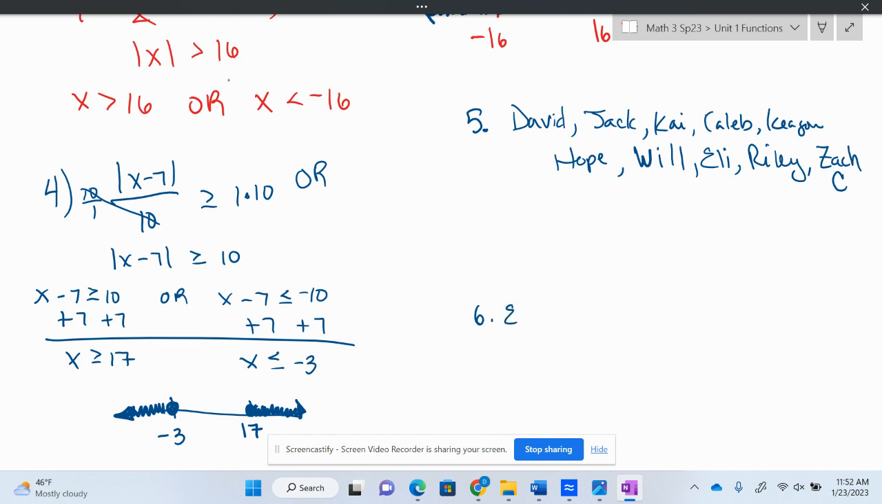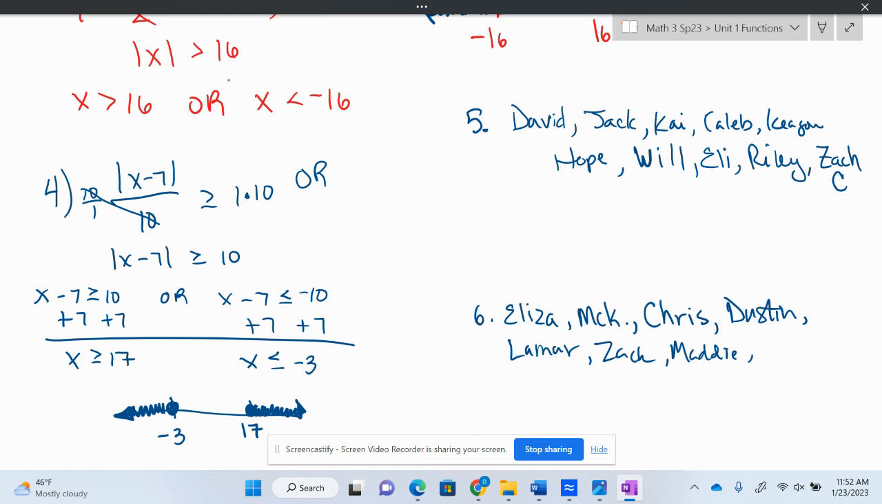So let's see. Eliza, you're in charge of that one. So Eliza, Mackenzie, Chris, pick your head up. Dustin. Zach. Maddie. Oh my goodness. Do I have to keep writing everybody out? You just know if you haven't been picked, right? Lainey, Connor, Erica. Are you C or K, Erica? Erica. Fallon, C, and Ella. Okay, there we go.